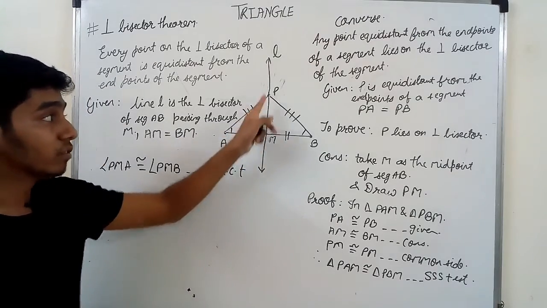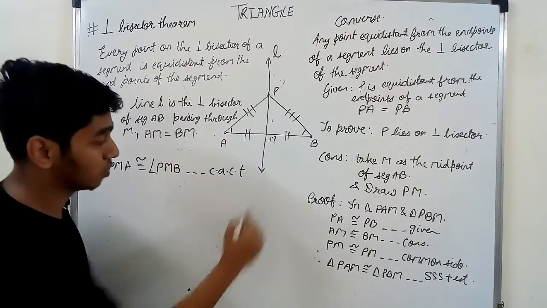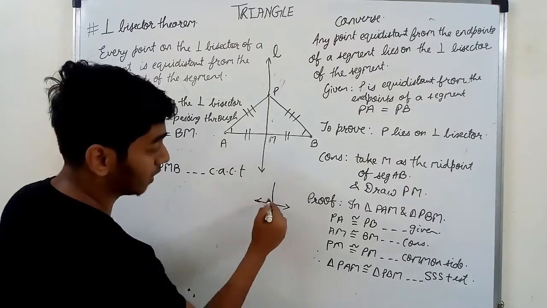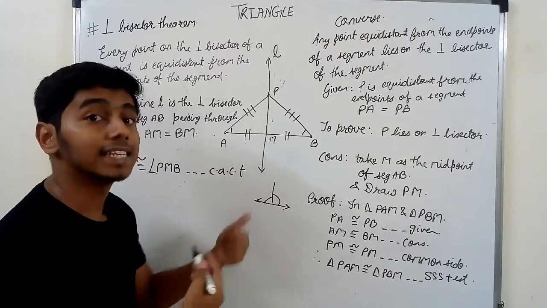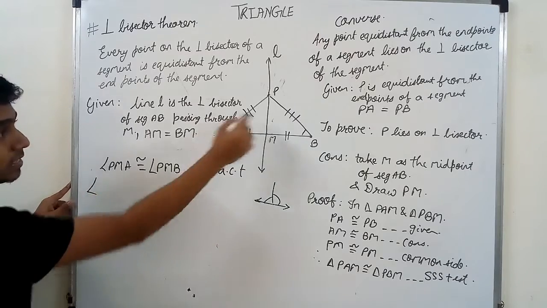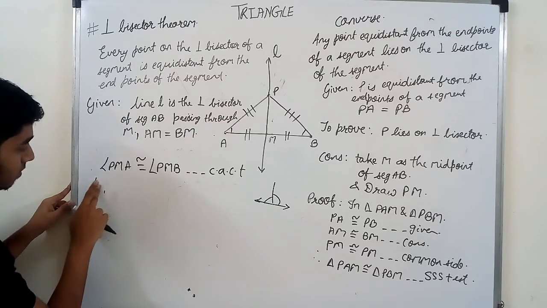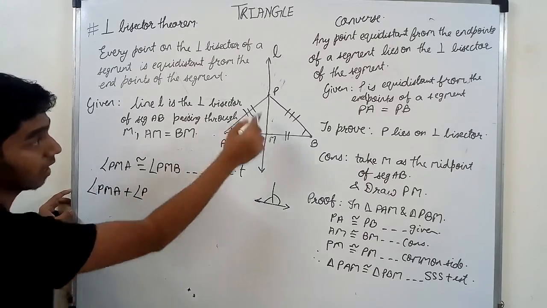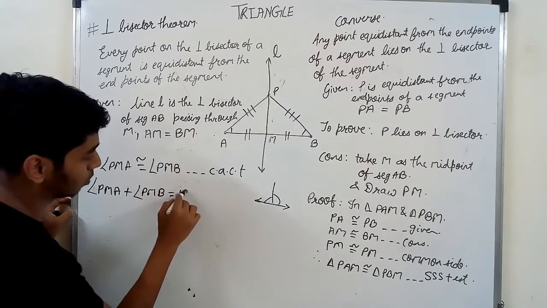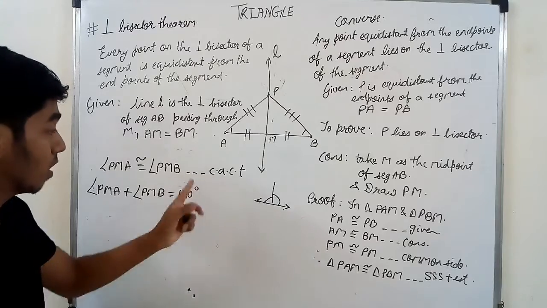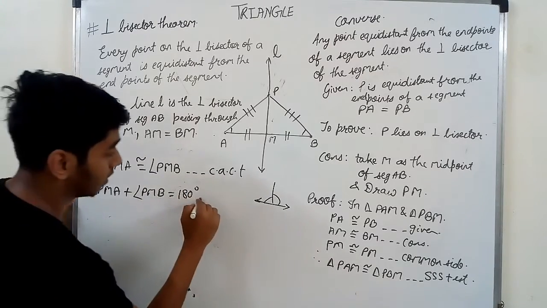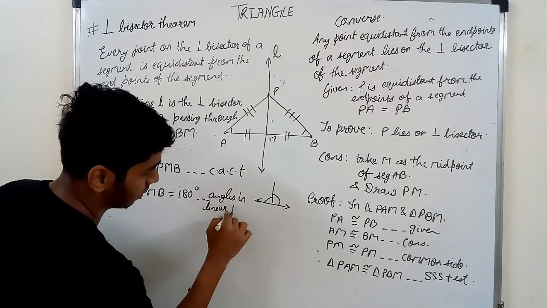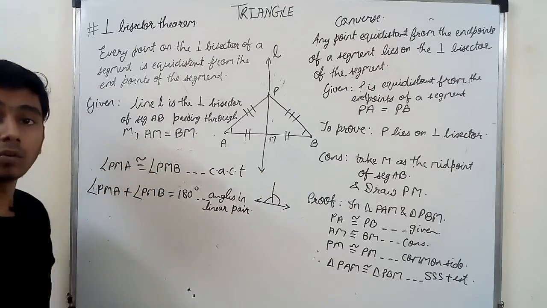Now if you see, this is a line and there is a linear pair, yes or no? Therefore we can say that this angle plus this angle is equal to 180 degrees, correct? So we can say angle PMA plus angle PMB equal to 180 degrees. Yes or no? Why? Because angles in linear pair. Yes or no?